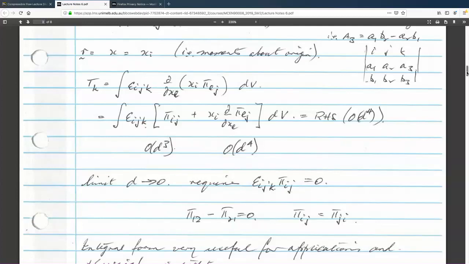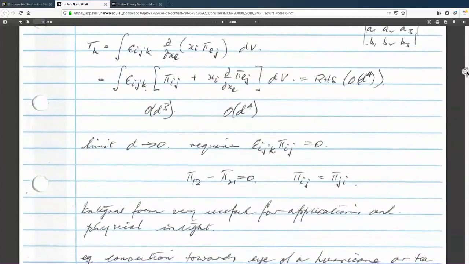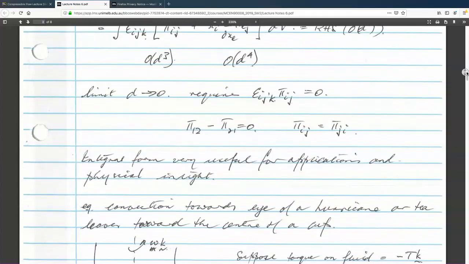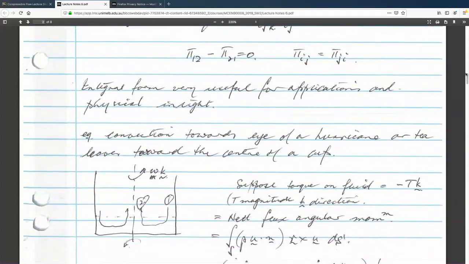Now, I want to just say a word because it's actually useful. The integral form is very useful for applications and also for physical insight, and I want to tell you why. Let's take the teacup, and I've stirred my tea, and I'm stirring it around here with a spoon, right? And then I take the spoon out, and to my astonishment, all the tea leaves are in the center. And you say, well, why? So here is what happens.